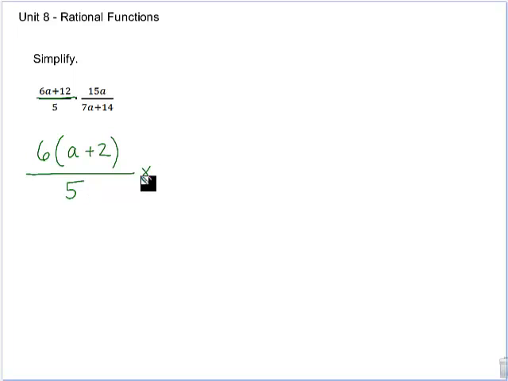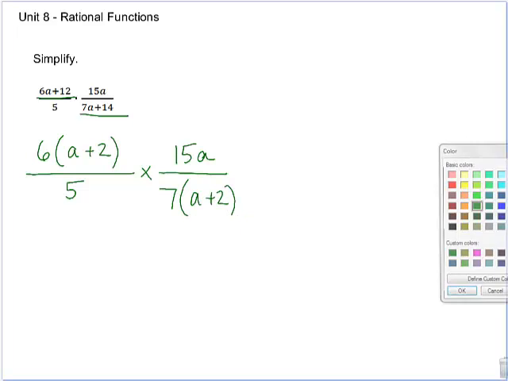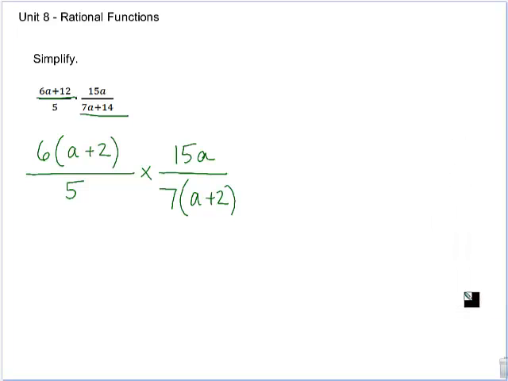5, there's nothing we can do for. Second fraction, 15a, nothing we can do for that. The 7a plus 14, however, has a greatest common factor of 7, so we will pull that 7 out, and we are left with a plus 2. Then once again, we want to take a look at our numerators and denominators as well as our diagonals to see if anything can cancel. So notice our a plus 2's are in common, so we can cancel those.